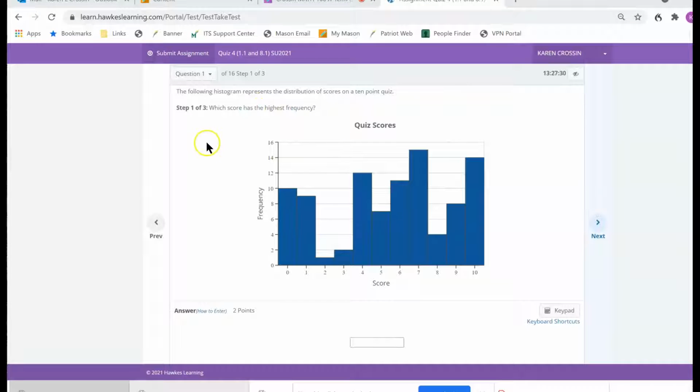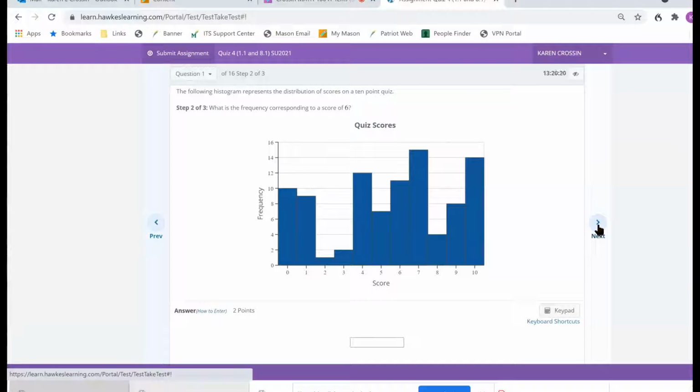Okay, so which score has the highest frequency? What do you guys say? 7. Okay, 7 has the highest frequency because it's highest, and we both agree. Awesome. So we're going to do 7, and it's going to tell us that happy thing. Except I can't find the happy thing button. Hold on. Okay, we don't submit yet because it's a 3-part problem.